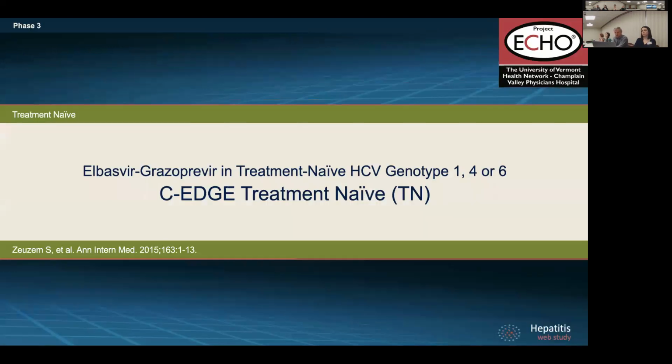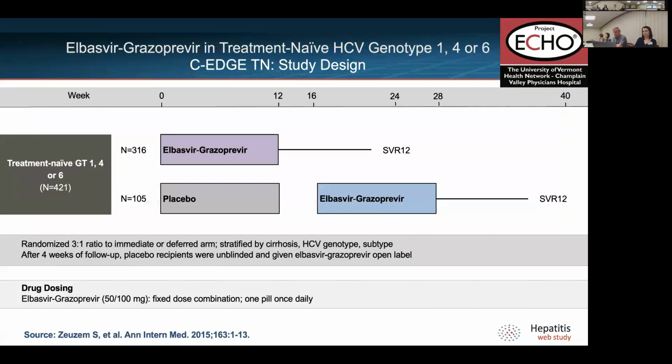So to go to the clinical trials, this one was the EDGE naive trial. It was for genotypes 1, 4, and 6. And basically it included patients with compensated cirrhosis and patients without cirrhosis. They had a placebo arm for 12 weeks, and they were allowed to cross over after that and be treated, which is what they did. So it was 3 different genotypes with or without compensated cirrhosis.